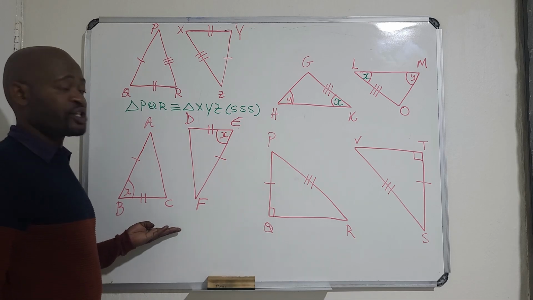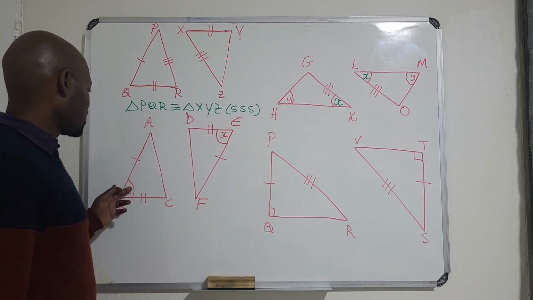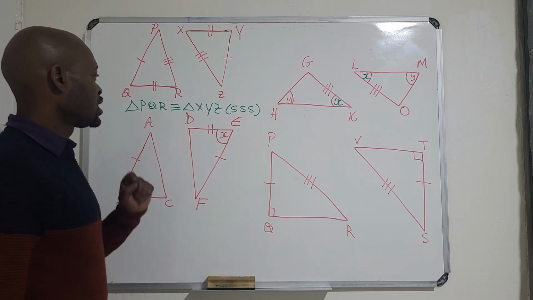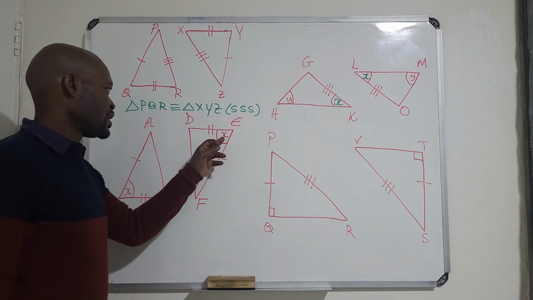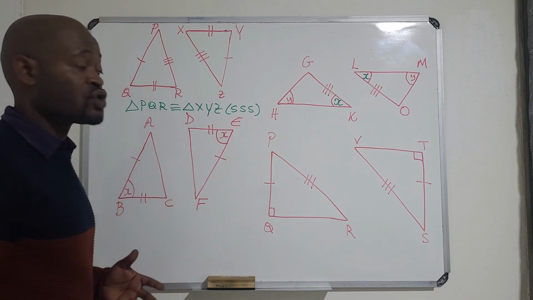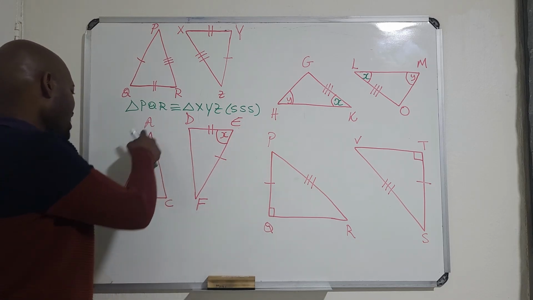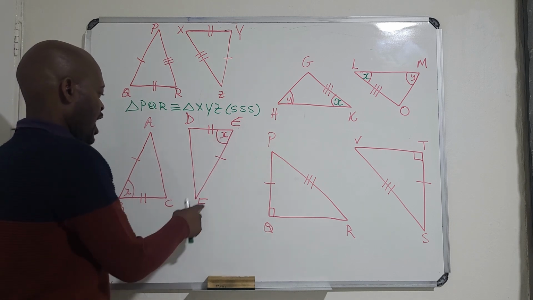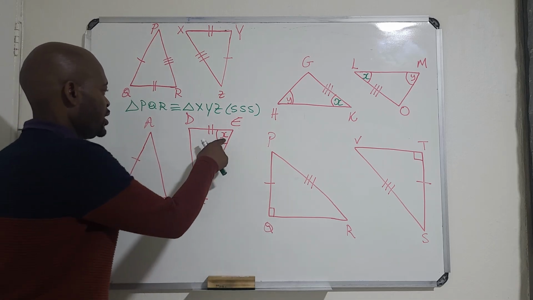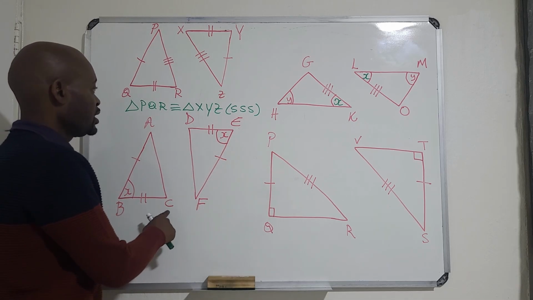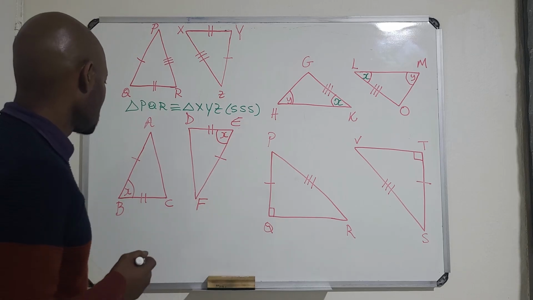Two triangles are congruent when two sides and an included angle of one triangle are equal to the corresponding two sides and the included angle of another triangle. This means that if AB is equal to EF, angle B is equal to angle E, and BC is equal to DE, then we say that the two triangles are congruent.